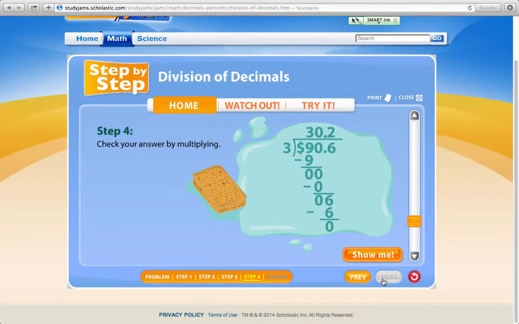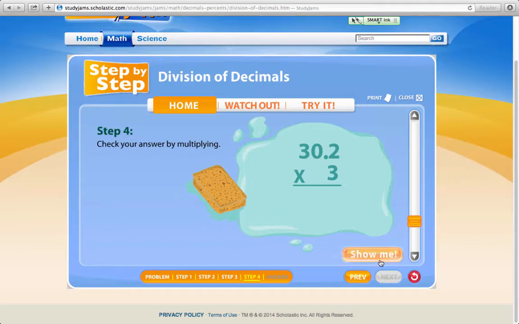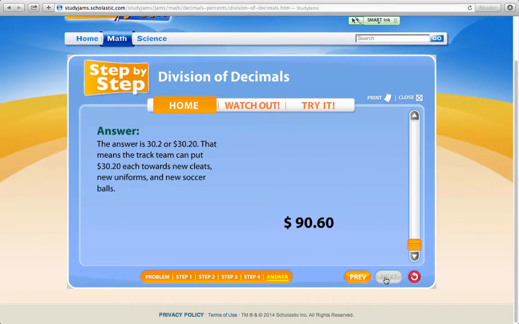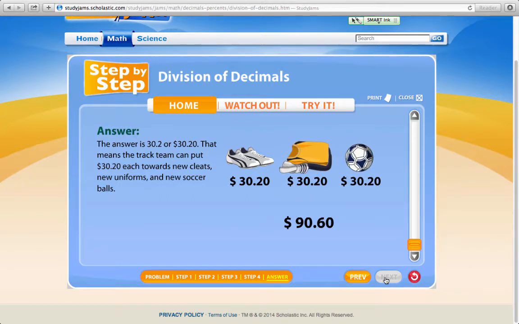Finally, check your answer by multiplying the divisor and the quotient. If the answer is the dividend, you know you got it right. 30 and 2 tenths times 3 does equal 90 and 6 tenths. The answer is 30 and 2 tenths, or $30.20. That means the team can put $30.20 each towards new cleats, new uniforms, and new soccer balls. They're going to need a few more fundraisers if they want to buy all that stuff.